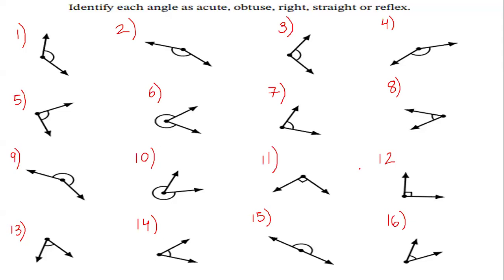Let's go ahead and identify these. What do we have for number 1? What type of angle is number 1? Obtuse, definitely obtuse. Number 2, what do you have for number 2? Obtuse, yeah, because it's bigger than 90 and less than 180.